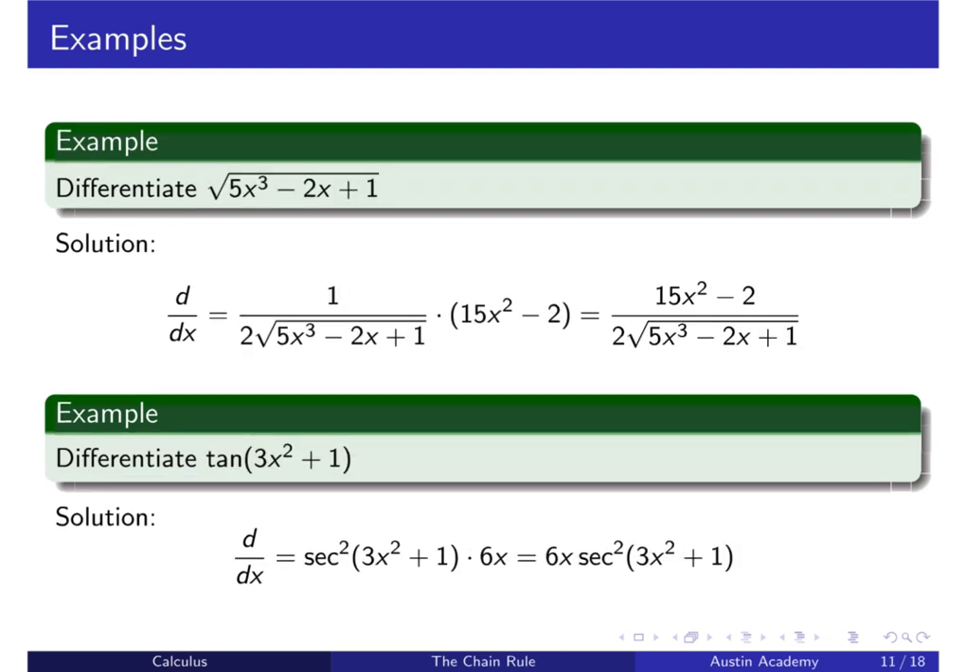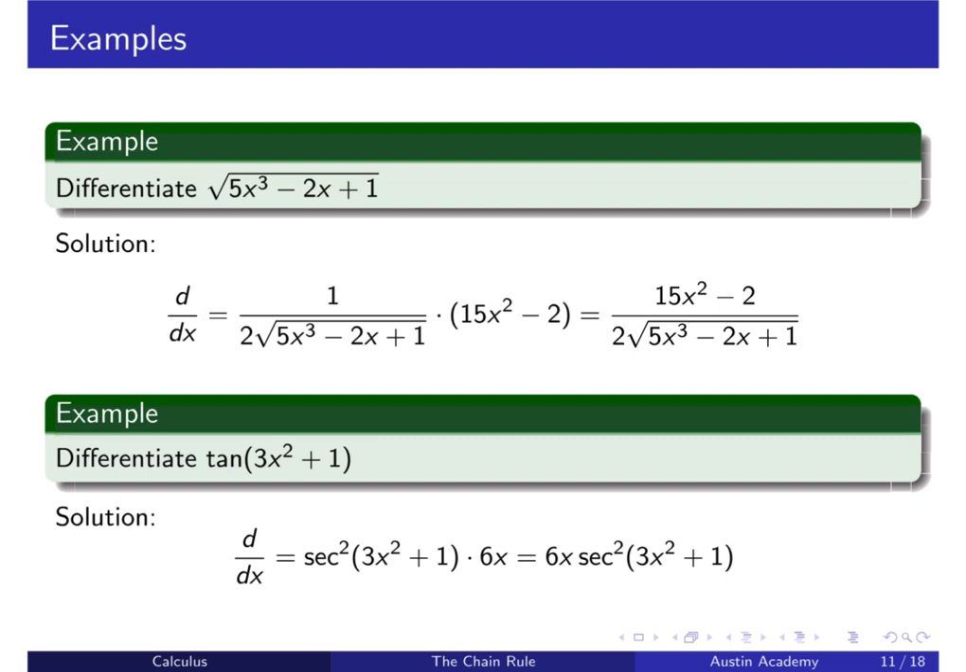Example 5. Differentiate, square root of 5x cubed minus 2x plus 1. Use the chain rule. Derivative is 1 over 2 times the square root of 5x cubed minus 2x plus 1, times the derivative of the inside, which is 15x squared minus 2. Final answer, 15x squared minus 2 over 2 square root of 5x cubed minus 2x plus 1.